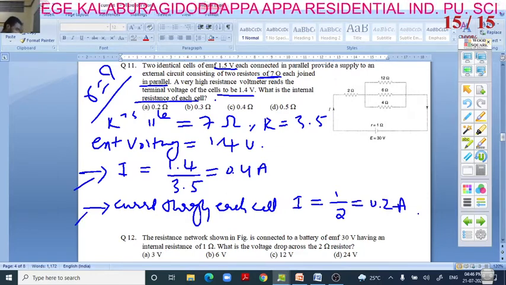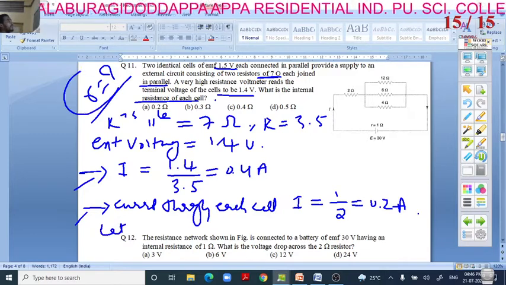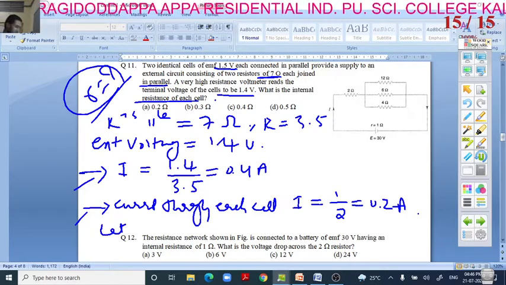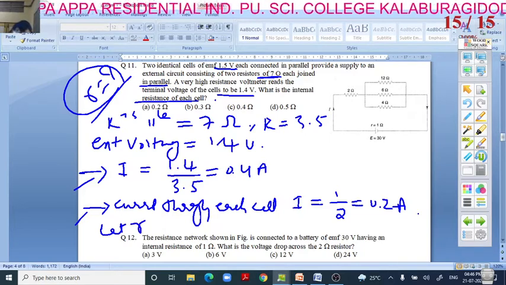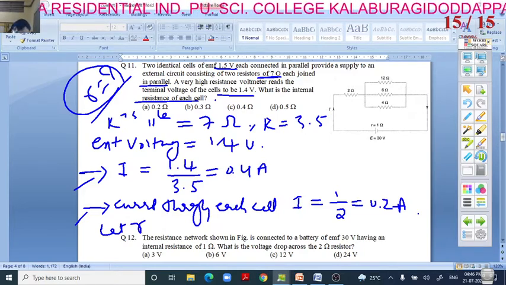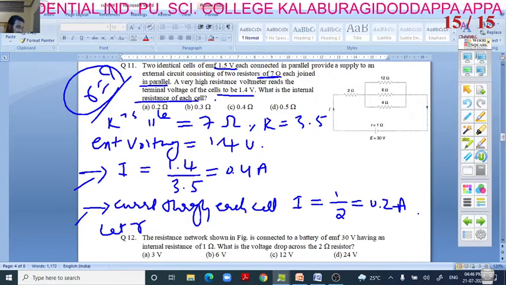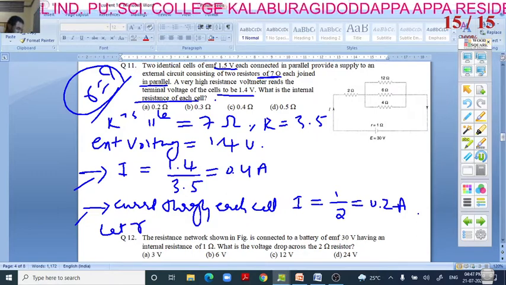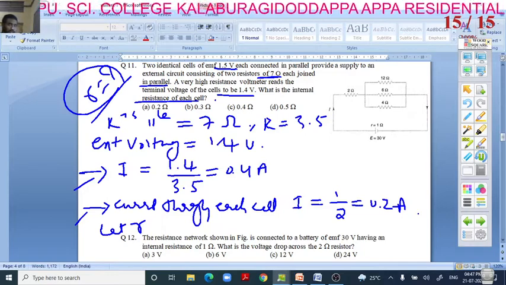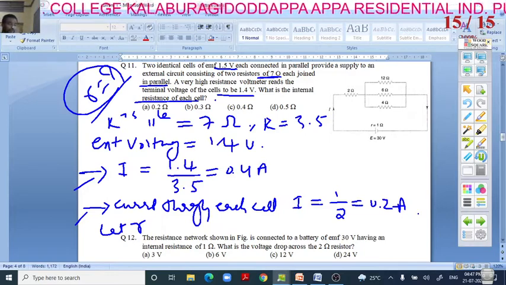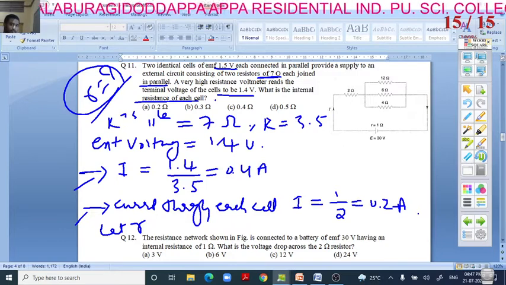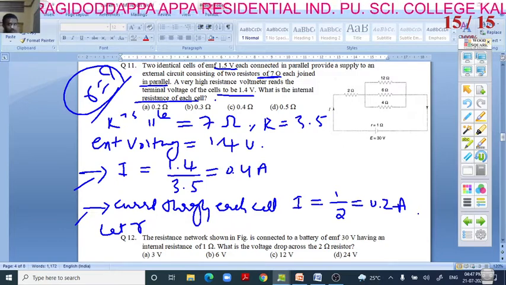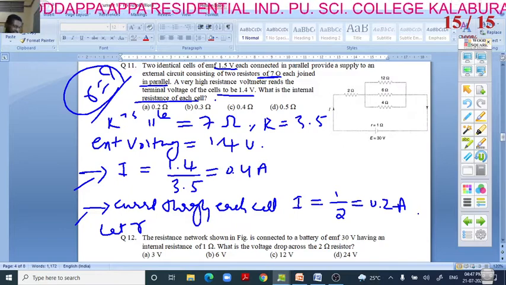Now let R be the internal resistance. Here our aim is to find the internal resistance of each cell, so let R be the internal resistance of each cell. To find it, we also need the potential difference. We have the current, and along with that we should know the potential difference. By combining those two, we will get the internal resistance.